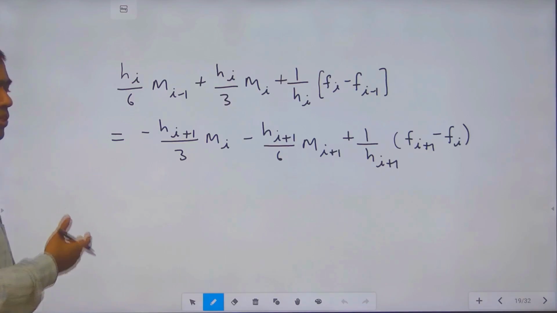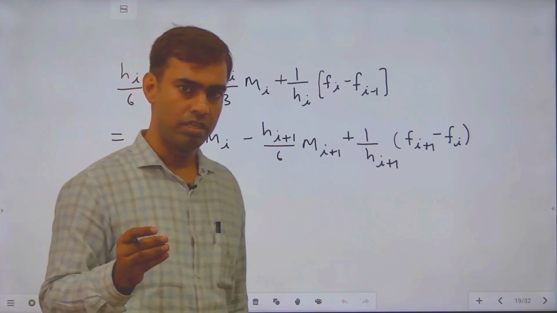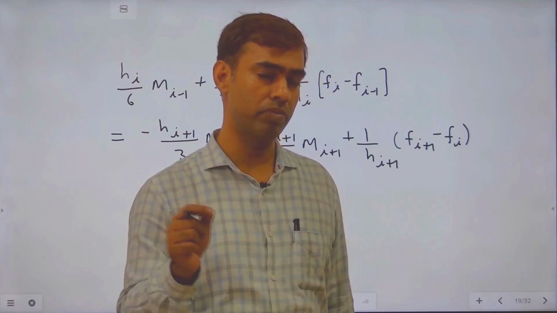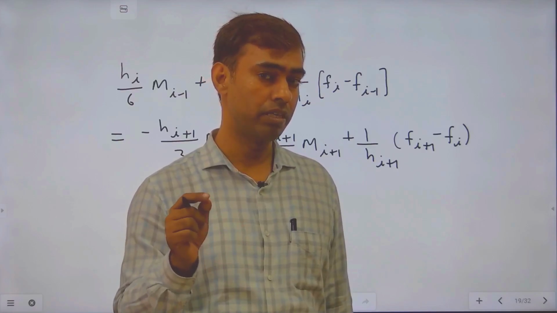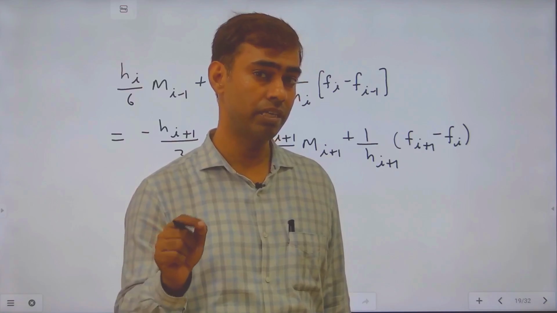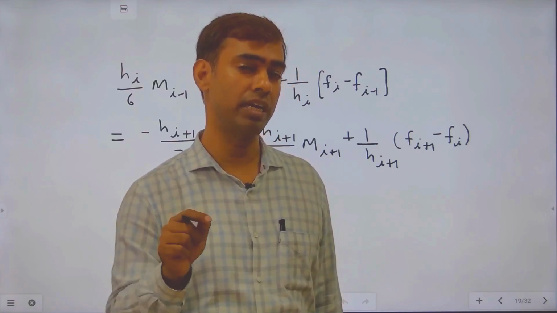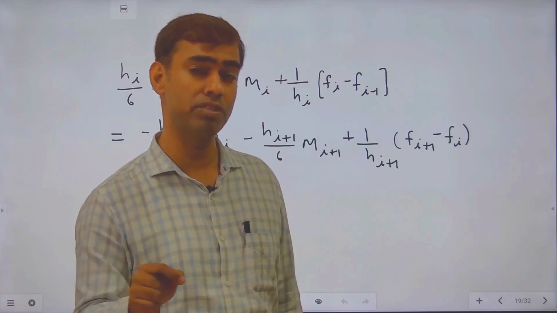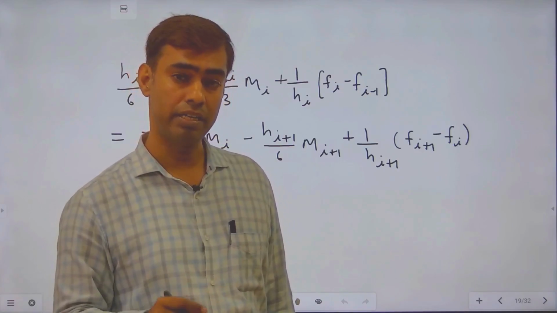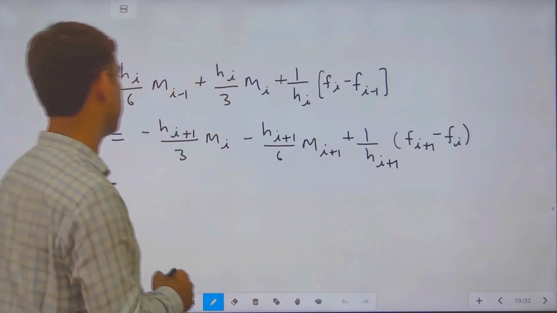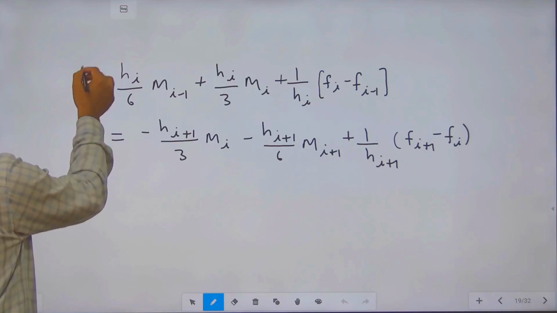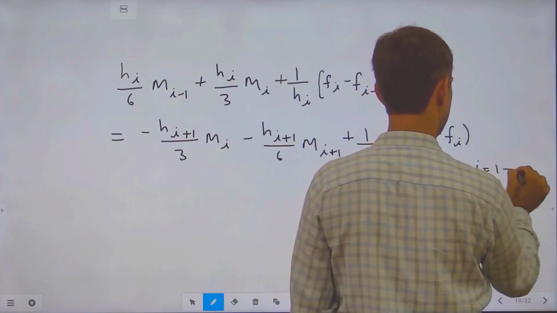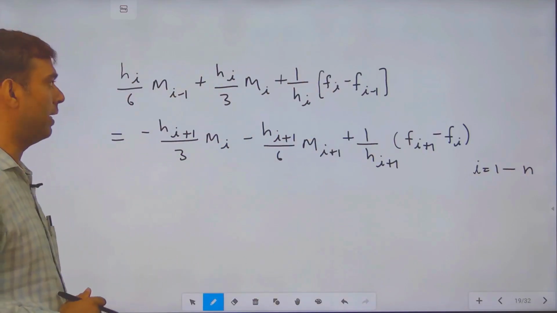After simplification we get this expression. I am not going to derive this one: in f'(x) between x_{i-1} and x_i we put x equal to x_i minus epsilon, and in f(x) defined for x_i to x_{i+1} we put x equal to x_i plus epsilon, and equate f'(x_i - epsilon) equal to f'(x_i + epsilon), and as epsilon tends to 0, after simplification we get this result. This is true for i equal to 1 to n.